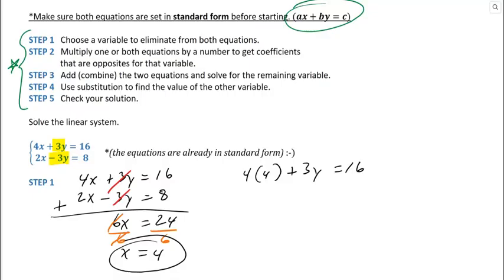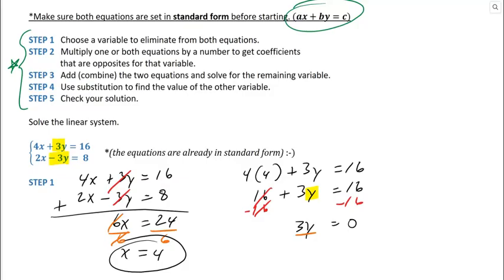Okay, so now 4 times 4 is 16 plus 3y equals 16. Now remember, our goal is to find out what the value of y is, so we're going to isolate that variable. First thing I'm going to do is subtract 16, the constant, from both sides. And I get 3y equals 16 minus 16, which is 0.